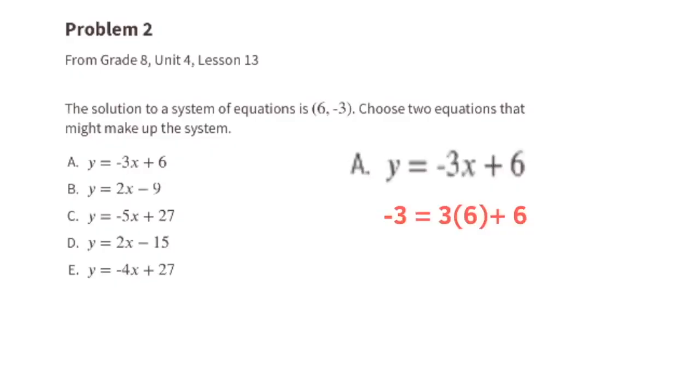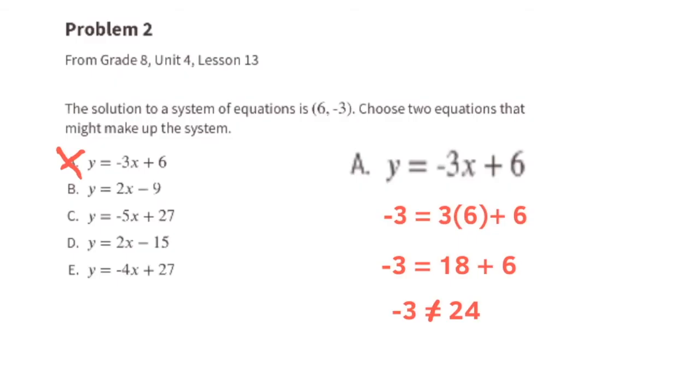After we substitute these values, it reads -3 equals 3 times 6 plus 6. -3 equals 18 plus 6. -3 does not equal 24, so equation A could not make up the system.